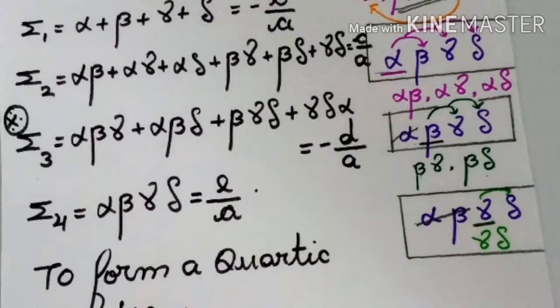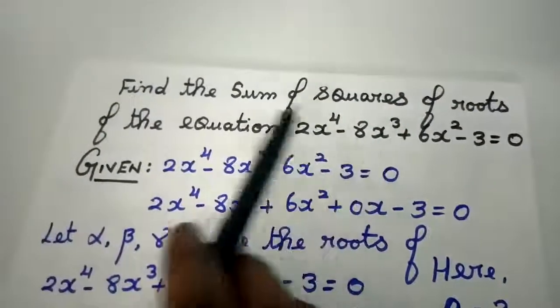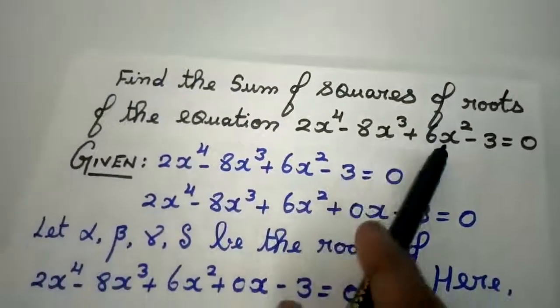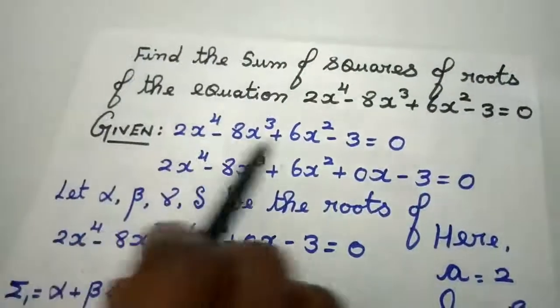Now we are going to do a sum based on degree 4, that is quadratic equation concept, students. Find the sum of squares of roots of the equation 2x to the power 4 minus 8x cube plus 6x square minus 3 equal to 0. They have given you this equation.